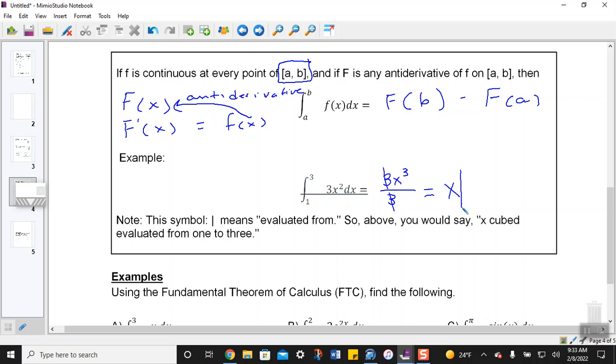So my antiderivative is x to the 3rd. Whoops, I forgot the 3 there. Antiderivative is x to the 3rd. And I put this bar behind here, and then I put my limits up here. So this means, and it's written right down here, note this simple bar means evaluated from. So above you would say, the antiderivative is x cubed evaluated from what to what? 1 to the 3rd.